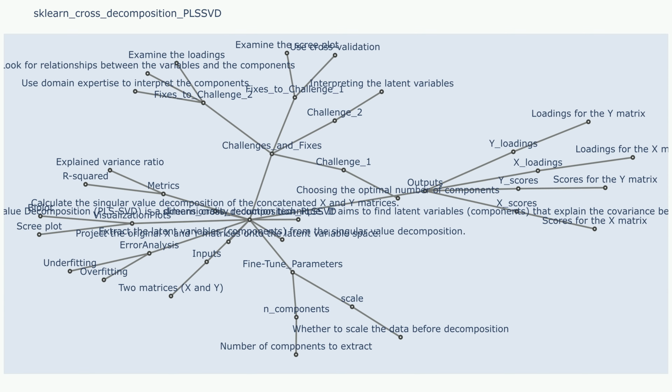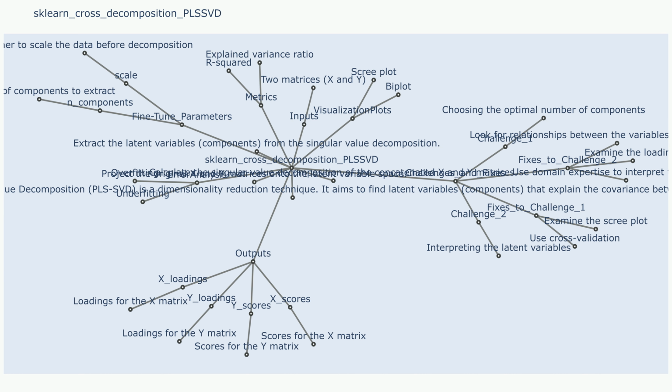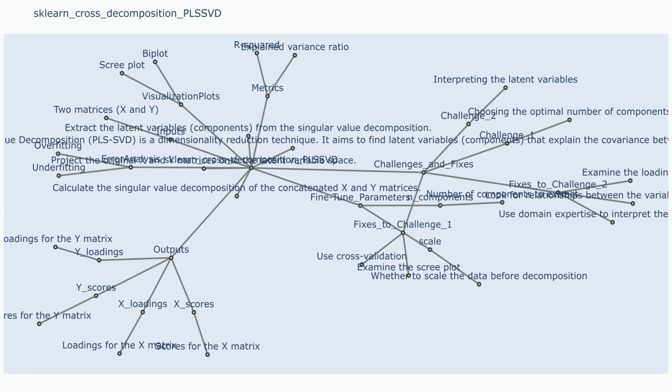sklearn cross decomposition PLS-SVD. Description: partial least squares with singular value decomposition. PLS-SVD is a dimensionality reduction technique that aims to find latent variables that explain the maximum covariance between two data matrices, X and Y. It's a powerful tool for analyzing data where variables are highly correlated or where the goal is to identify common patterns in both datasets.